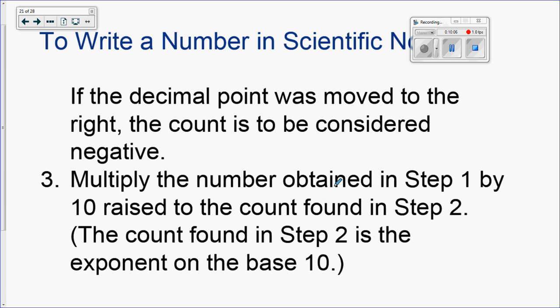If the decimal was moved to the right, the number is to be considered negative. Multiply the number instead. So I just count the exponent. So let's see what we're going to do here.